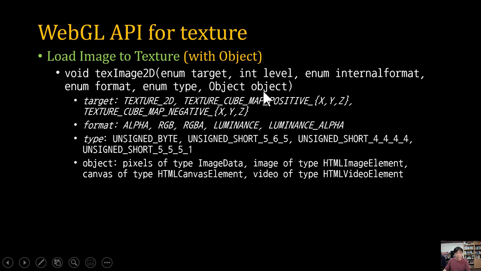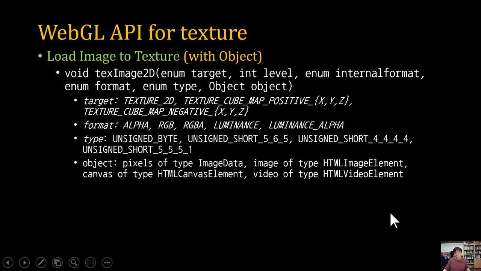Okay, so for example, in case the parameter is an object, then the width, height, and border information is this, the border parameter is removed, and then we can use pixels of type ImageData, or we can create image data, or we can use an HTML image element, or we can use an HTML canvas element, or we can use an HTML video element. It means that we can use video as a texture. Okay, I'll show you later.